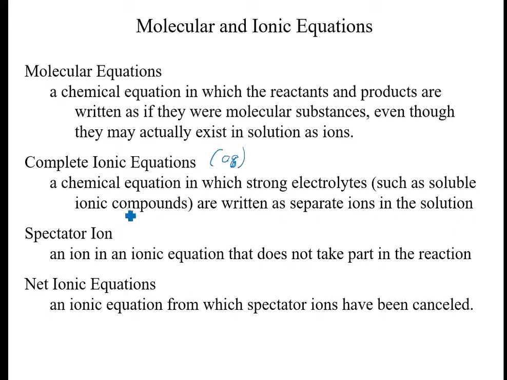And then you identify what the spectator ions are and subtract those or remove those from the equation. When you do that from the complete ionic, you get the net ionic reaction. So the net ionic is basically you take the complete, you cancel out the spectator ions, and what you're left with is the net ionic equation.